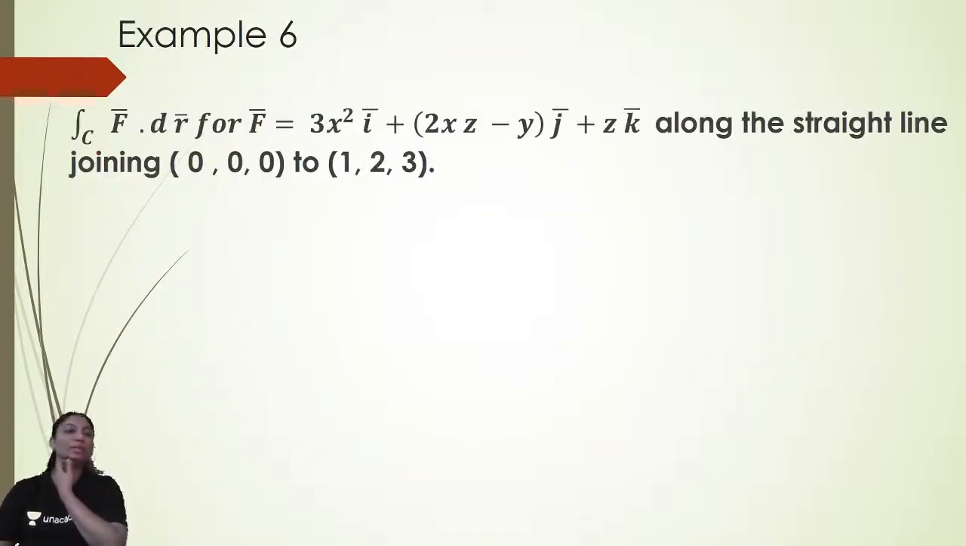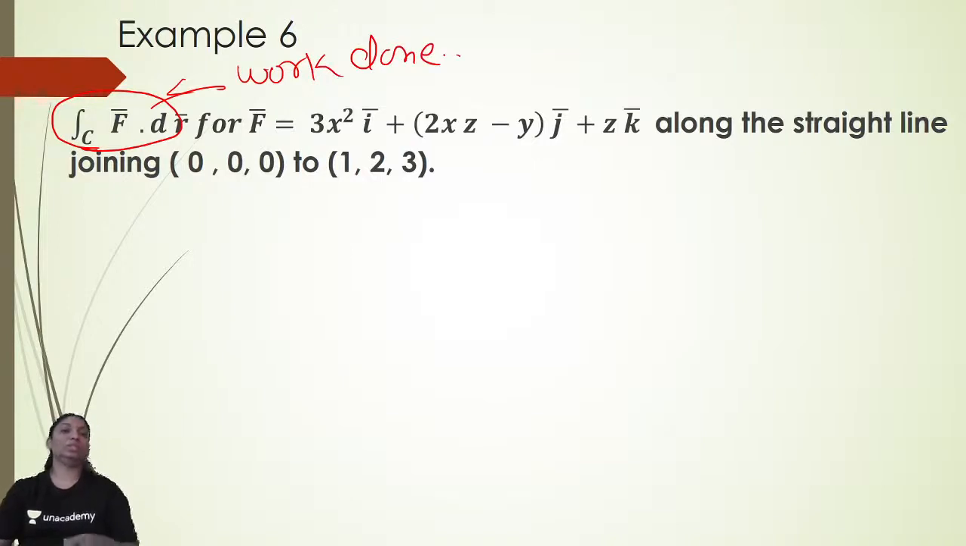The next example is to calculate the work done. Find the work done, or integral over C F bar dot dr bar is given by, or evaluate. So if it is not stated as calculate the work done and is given directly like this, we automatically have to assume that this is the work done. This is the definition of work done.